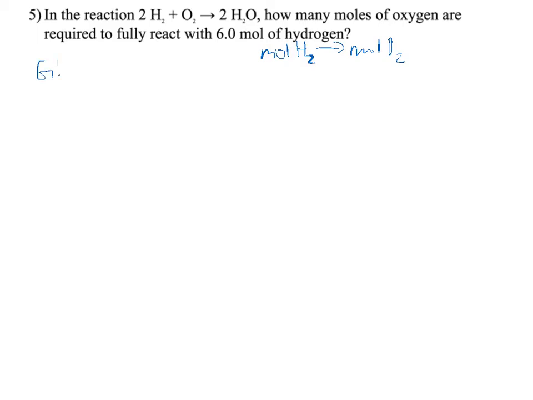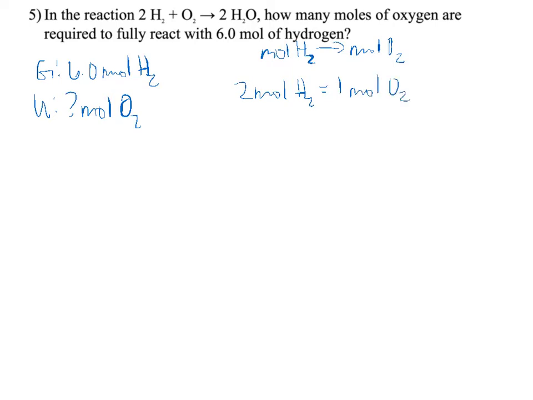So this is a one-step conversion. We are given the 6.0 moles of hydrogen. We're trying to figure out how many moles, sorry I keep writing grams, moles of oxygen that would be needed to fully react. So we just need to do our equivalent statement. That's using our coefficients. So there's a 2 in front of the hydrogen. There's nothing in front of the oxygen, which means it's 1. So this is a 2-to-1 ratio. 2 moles of hydrogen for every 1 mole of oxygen.